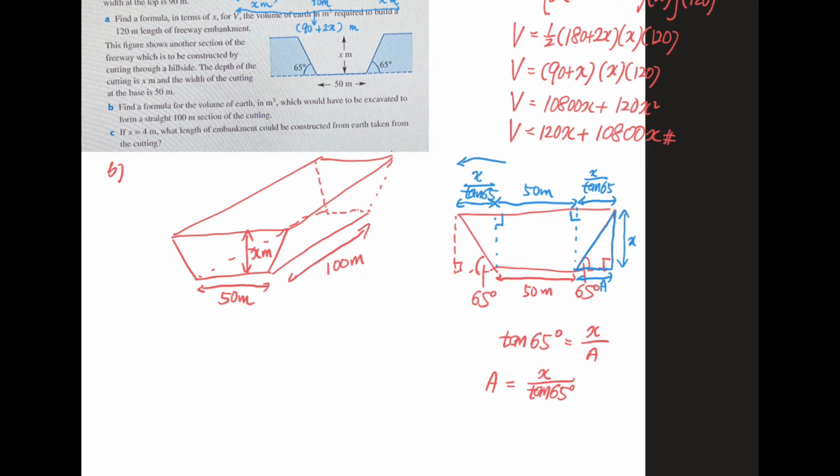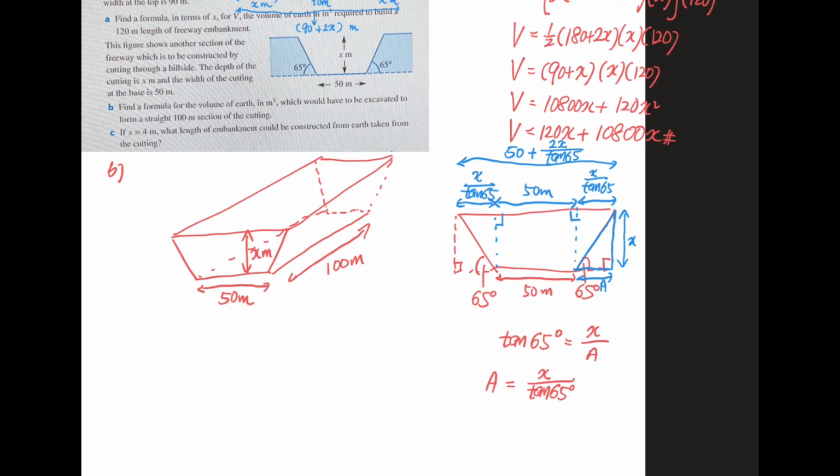Okay, so all together, the whole length is 50 plus 2x over tangent 65. 2x because I add up the two sides here. So we have this, add up with this. So x plus x becomes 2x. So that is the length of the whole part here. The whole part. Take this value.